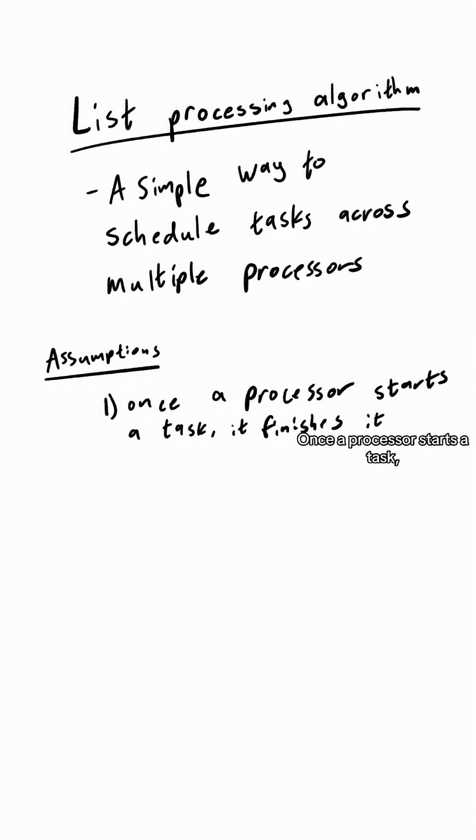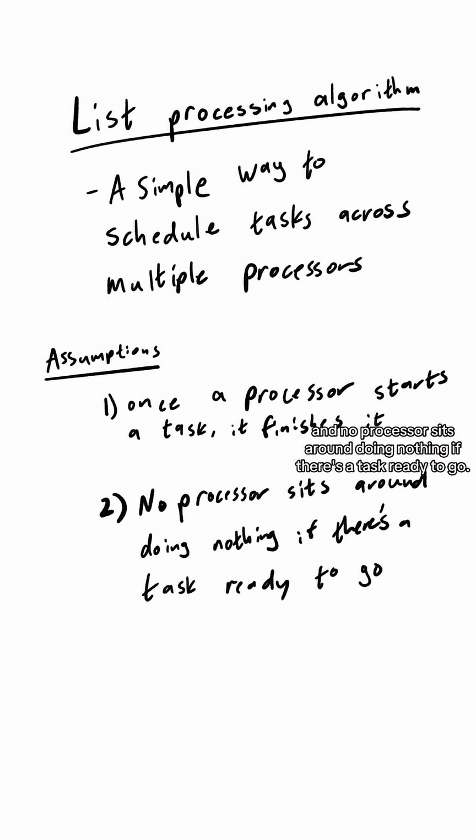Once a processor starts a task, it finishes it. There's no interruptions. And no processor sits around doing nothing if there's a task ready to go. These assumptions might not always be realistic, but we make them here for the sake of simplicity.